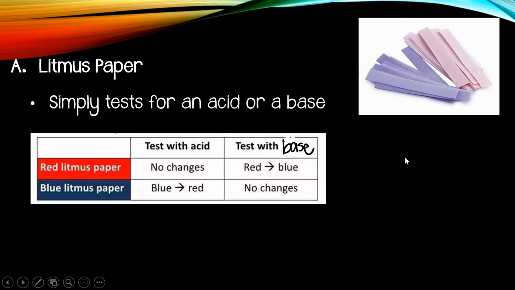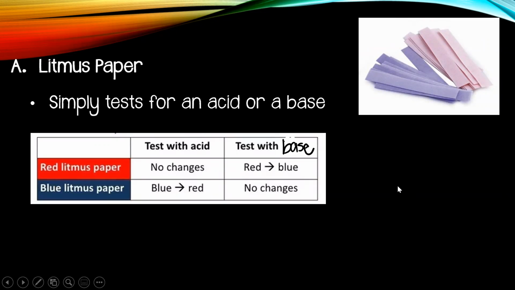There we go. So litmus paper basically is just a little strip, either blue or red. It's like thick tissue paper. And this can tell you if something is acidic or basic. That's it. Doesn't tell you the specific pH, but it can make you determine if it's an acid, pH of about 0 to 7, or if it's a base, a pH greater than 7.